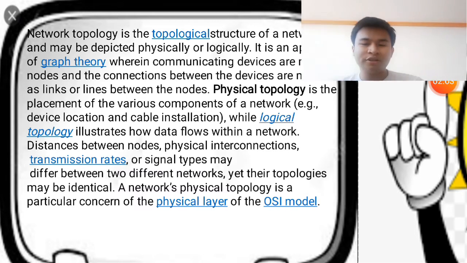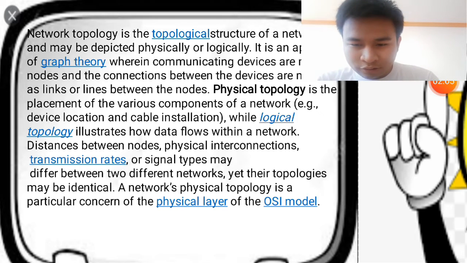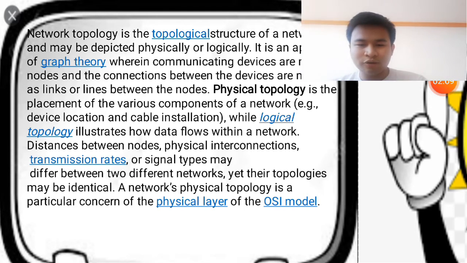Physical topology is the placement of the various components of a network, for example, device location and cable installation. An example is on the TV, where we can use a cell phone and use Bluetooth to connect to the TV. That's how they use it.